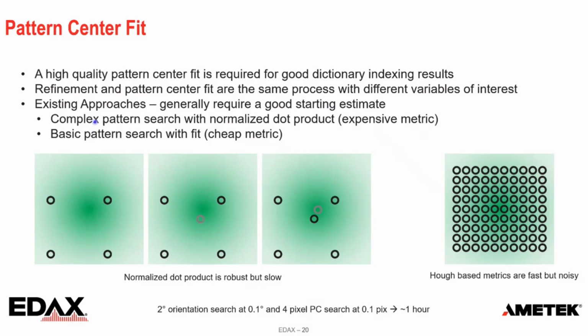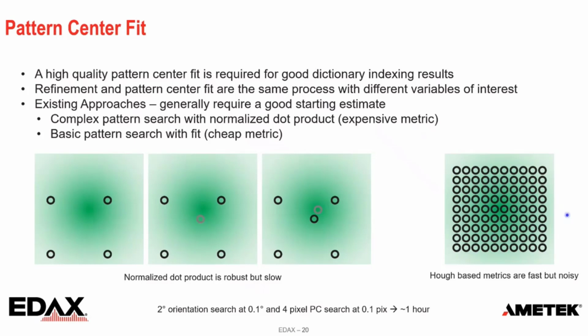One is something like I showed before, where you use this more sophisticated nonlinear optimization with an expensive approach like a forward model, and the other, which is the current auto pattern center fit in analysis, is to use some cheap metric like a Hough index-based approach, and then just do a brute force grid.